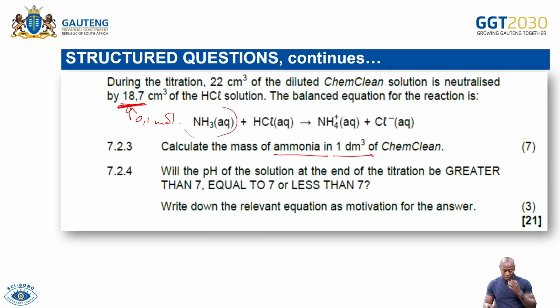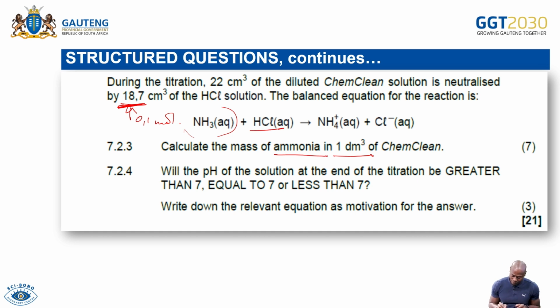So the last question here: will the pH of the solution at the end of the titration be greater than, equal to, or less than 7? All right. So then they're saying, motivate your answer by writing down the relevant equation. Okay. So is it going to be greater than 7, equal to 7, or less than 7?